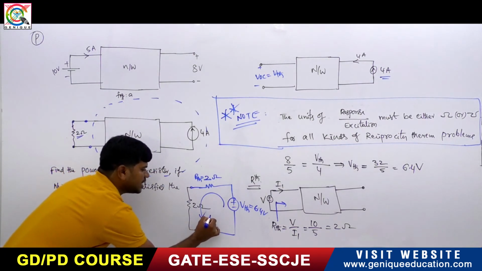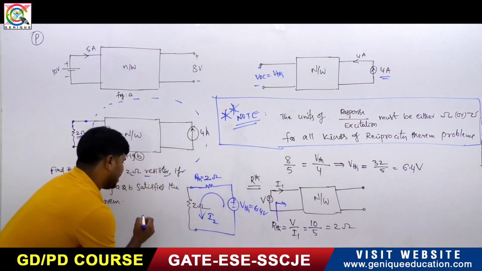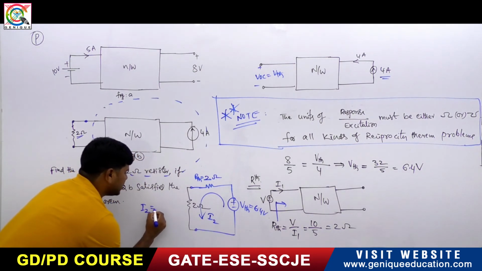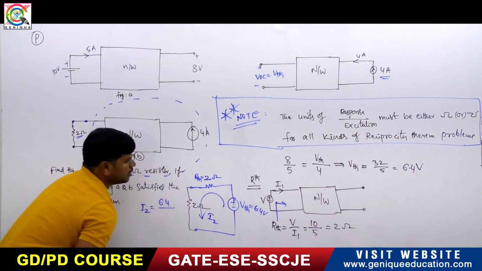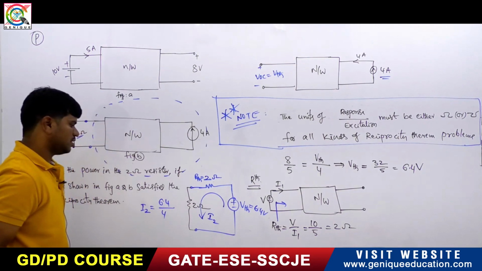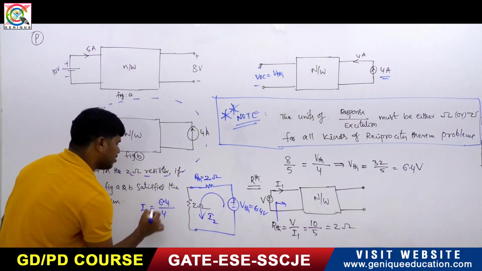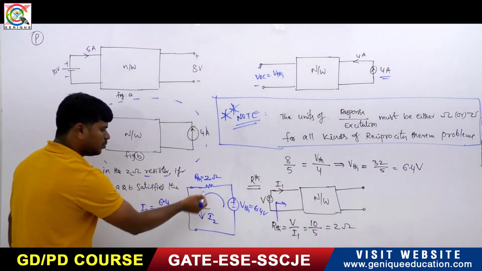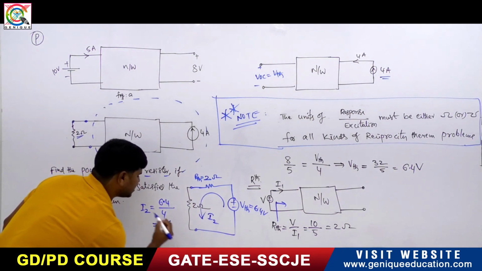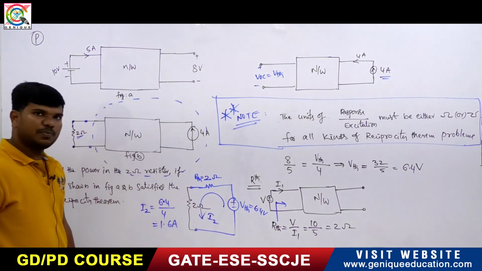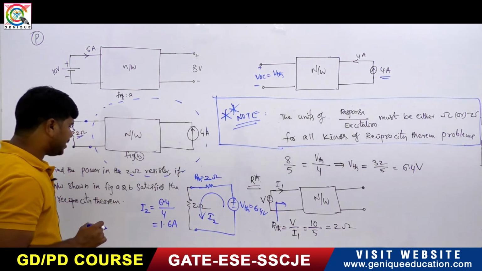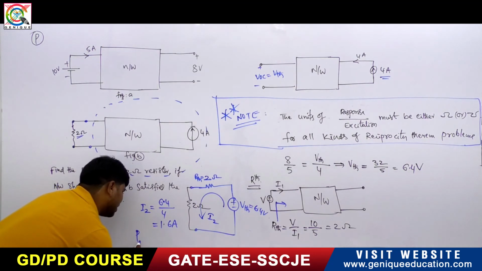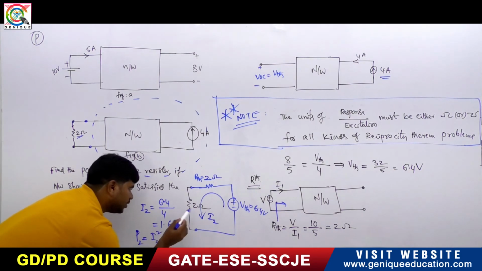Let us suppose this is I2. Okay, I2 is equal to VTH 6.4 divided by 4, right? 2 plus 2. So this will be 1.6 amperes. So what will be the power? The power dissipated in the 2 ohm resistor will be I2 square into 2.